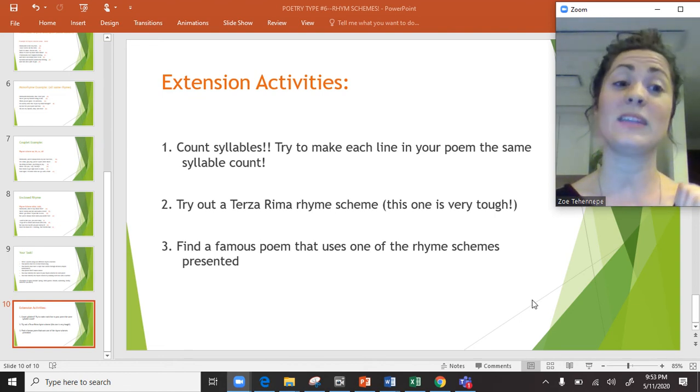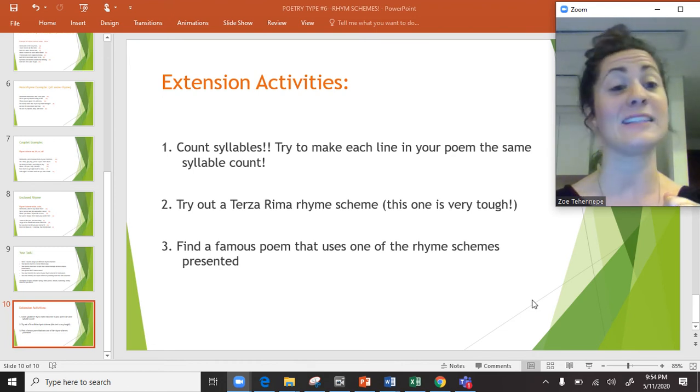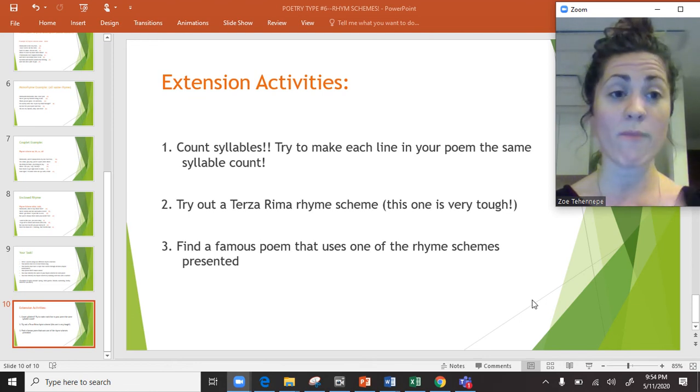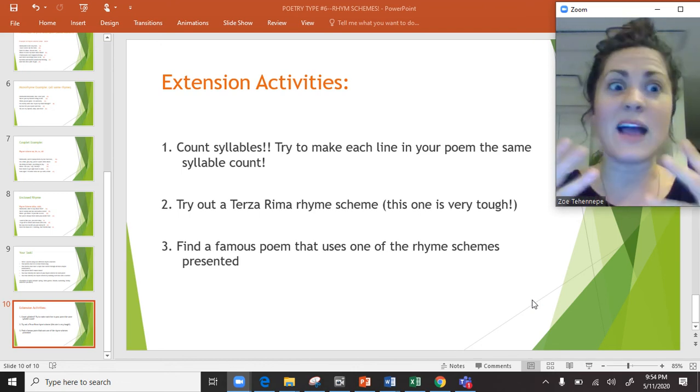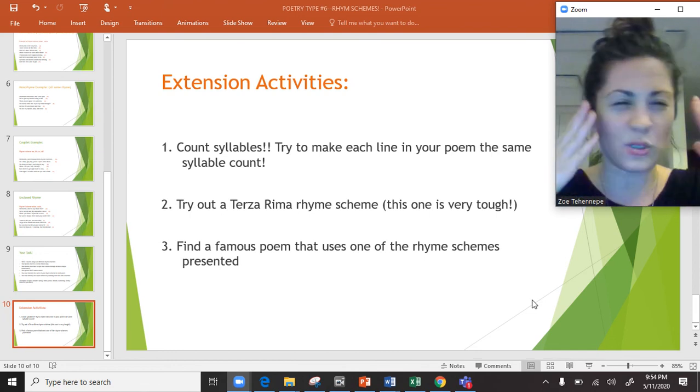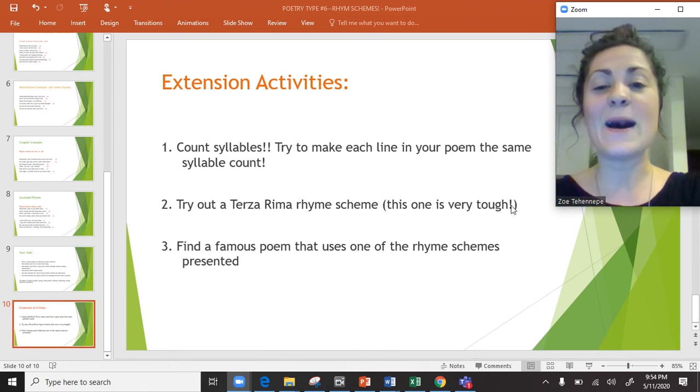So if you want to really up your game and try something super tough, but maybe have success and feel really proud, try doing a rhyming poem with every single line the same number of syllables. It is such a fun challenge, you guys. And you'll realize you have to rearrange things. You have to choose a different word so the syllable count fits. It's a really fun challenge.